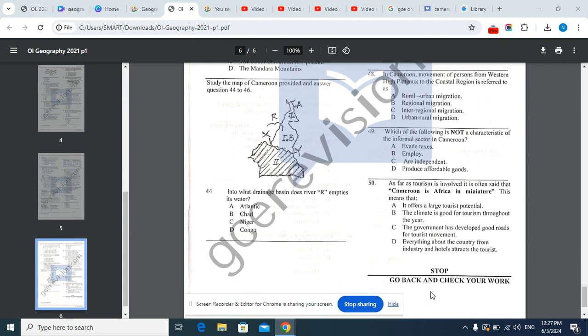Question 50. As far as tourism is involved, it is often said that Cameroon is Africa in miniature. This means that. The answer is A.